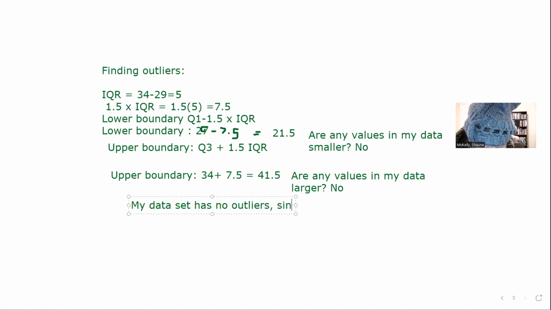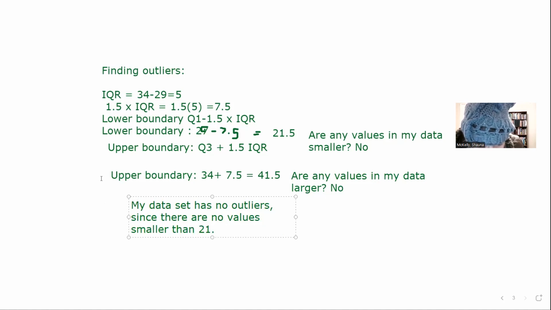Since there are no values smaller than 21.5 or larger than 41.5, it is skewed. It is positively skewed, as we saw, but there are no outliers.